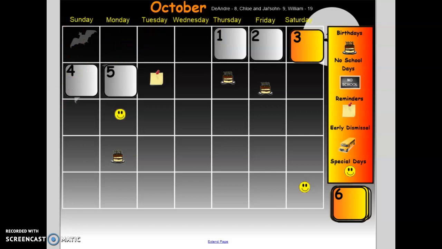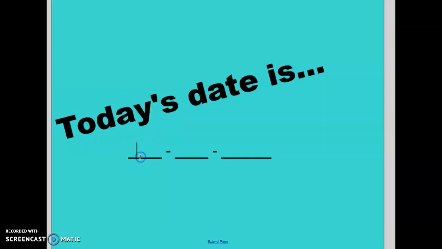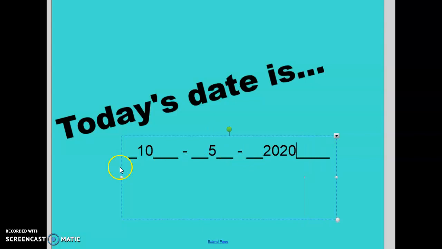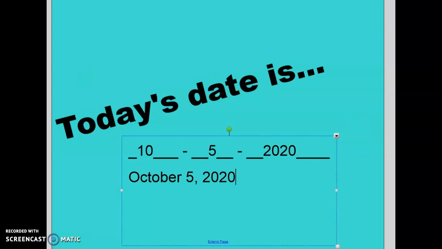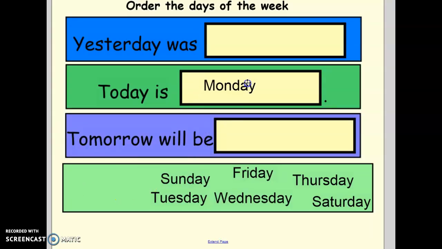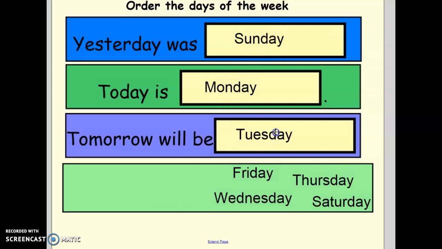We need to write the date. It's October 5th. I know that October is the 10th month. It is the 5th day of October, 2020. And now I'm going to change it into word form. October 5th, 2020. I know that today is Monday. So if today is Monday, I'll hop backwards to yesterday. And yesterday was Sunday. So if yesterday was Sunday, and today is Monday, then tomorrow will be Tuesday.